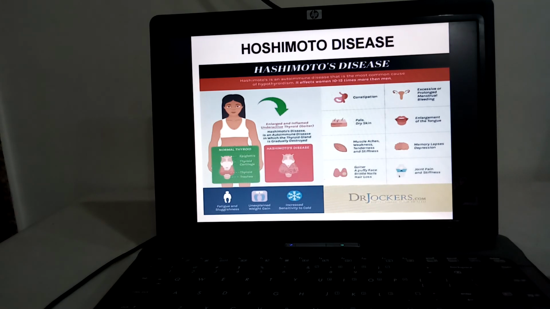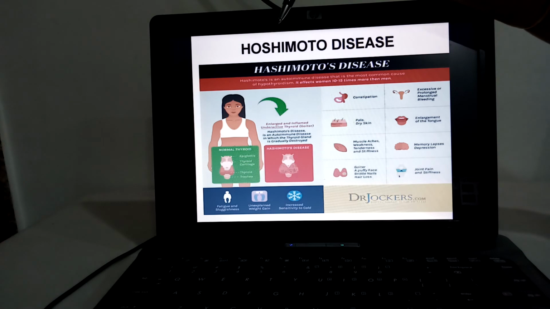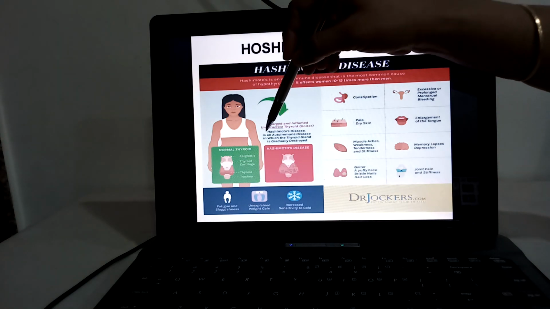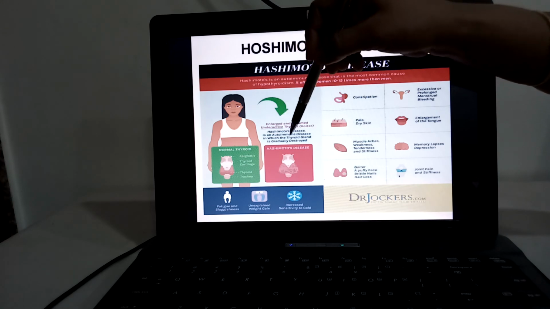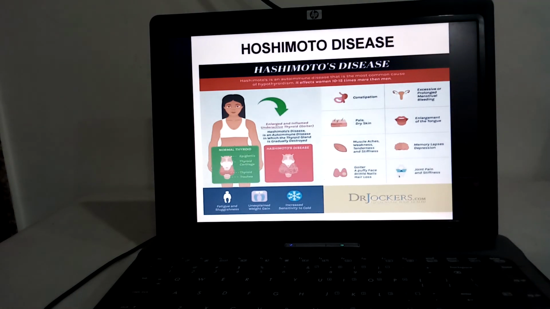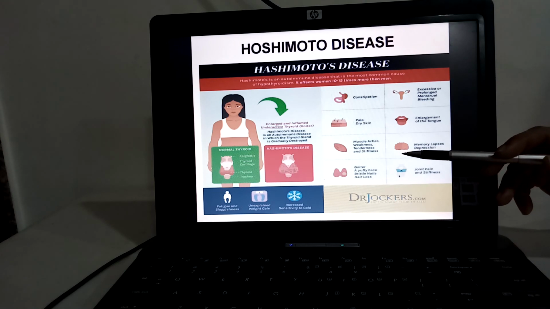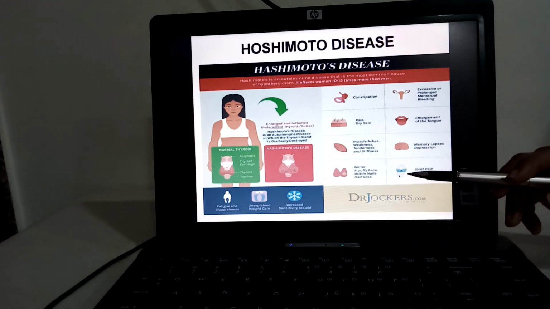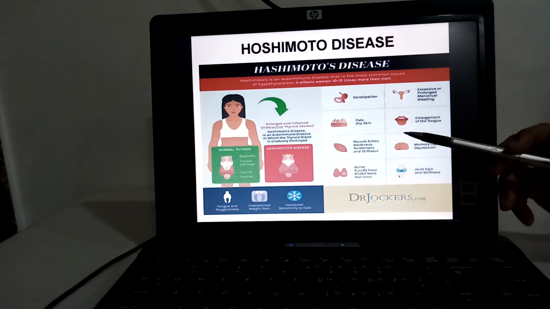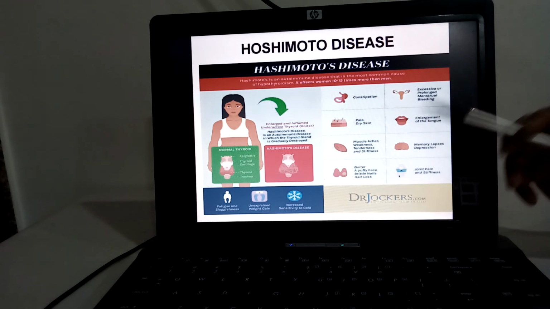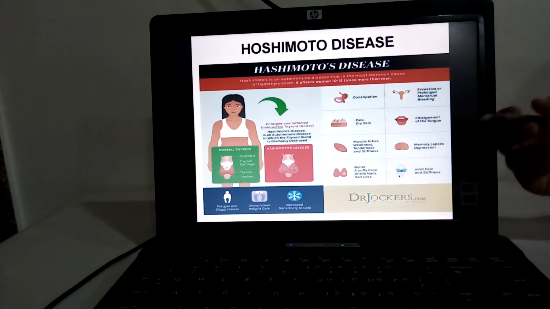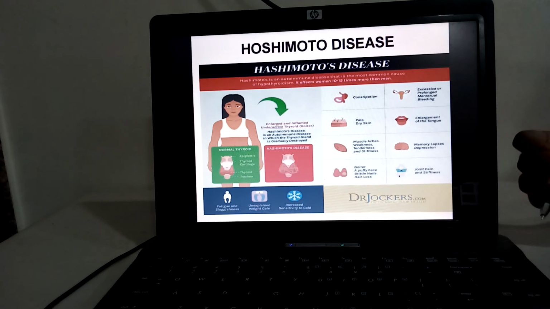Hashimoto's disease is a disease where the thyroid gland gradually gets destroyed. You can just read it. Now, what is the disease? Hashimoto's disease is an autoimmune disease in which the thyroid gland is gradually destroyed. So in this case, Hashimoto's disease can be one of the reasons for hyperthyroidism. So this is also a type of autoimmune disease, where our own cells become destructive. The immune system starts rejecting our own cells.